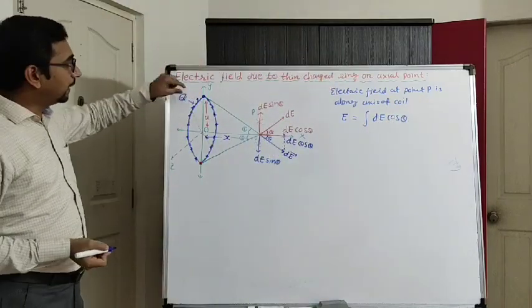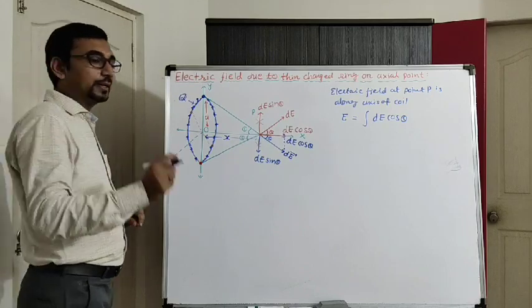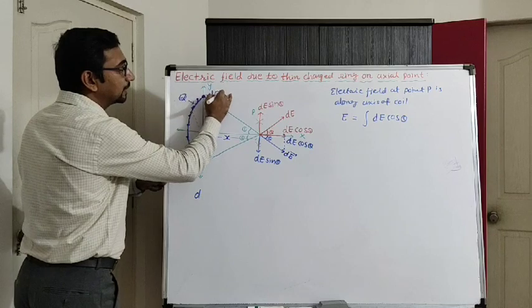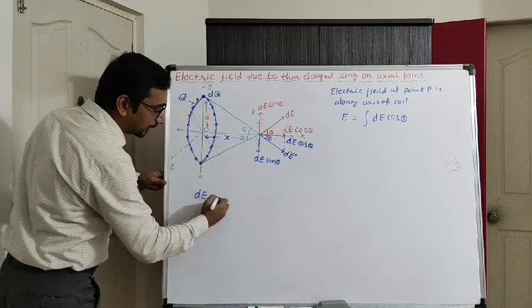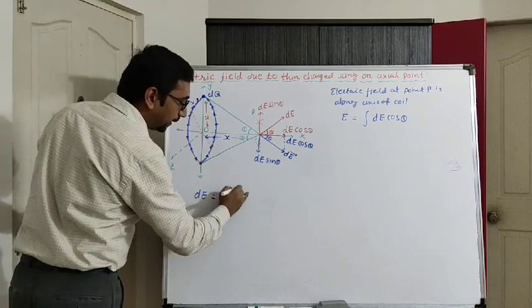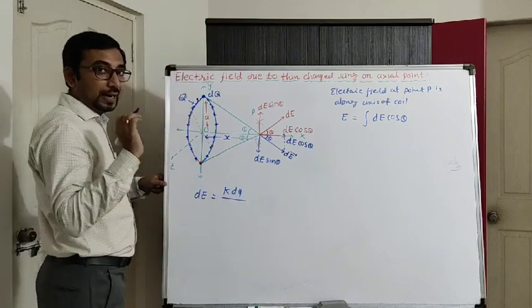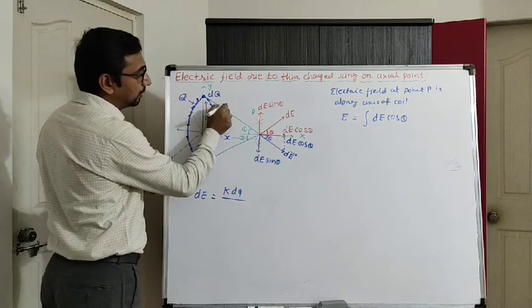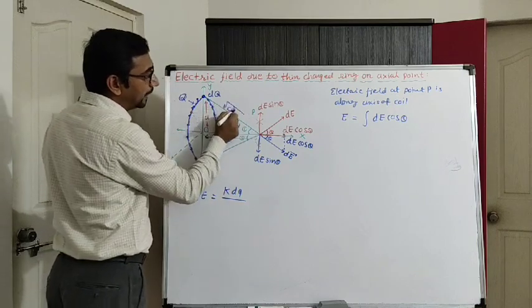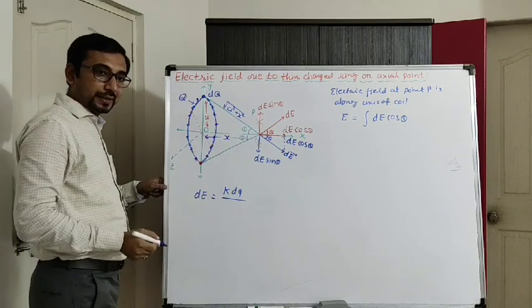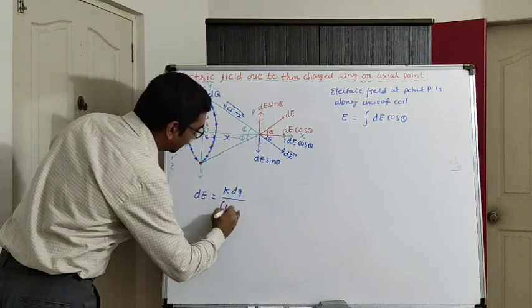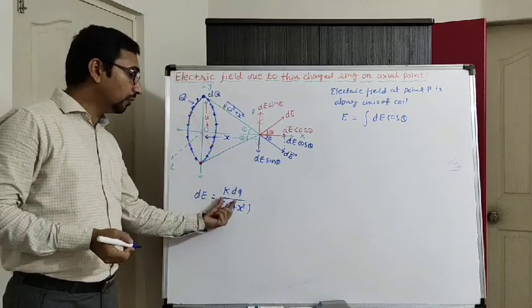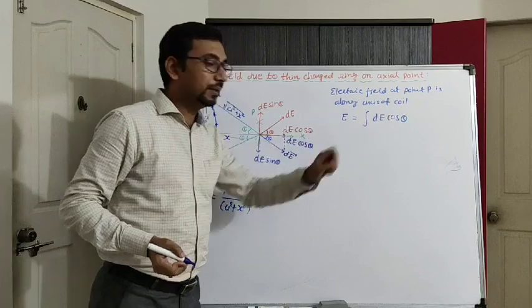So first we have to find out dE component. dE is small electric field produced by this segment. So if we consider this charge as dq charge, then dE electric field will be equal to K into dq upon R square. R is distance from here to point P and this will be root of A square plus X square. So R square is here, A square plus X square. This is value of dE and we also need cos theta.